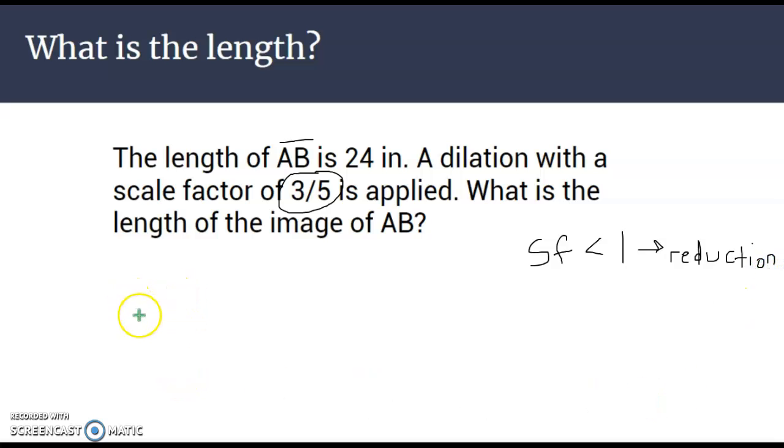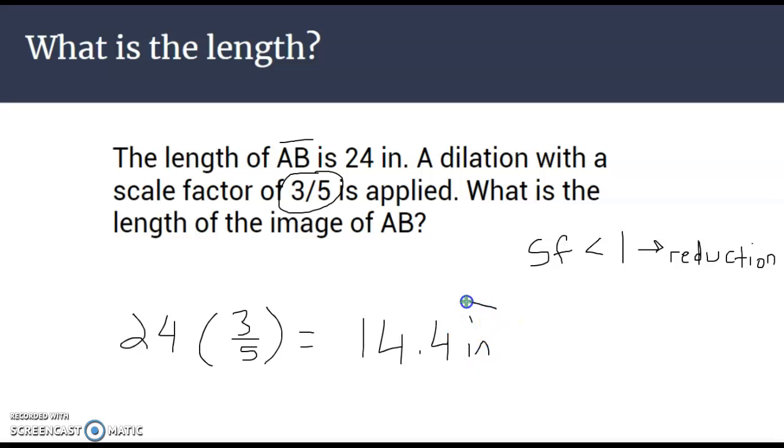It reduces in size. It gets smaller. To figure out exactly how much it gets smaller, what the new measurement is, you take 24 times the scale factor, 24 times 3/5, and that comes out to, let's use our calculator here, 24 times 3 and then divide by 5, 14.4. So the new length of this line segment is 14.4. It is shrunk by a factor of 3/5. It is in fact smaller. It is a reduction in our new measurement, 14.4 inches.